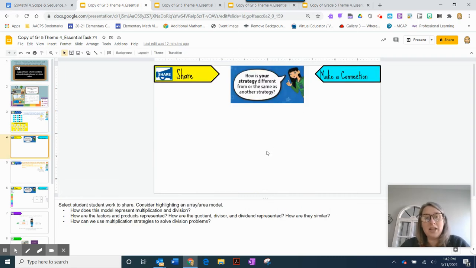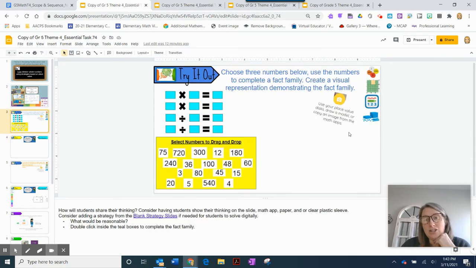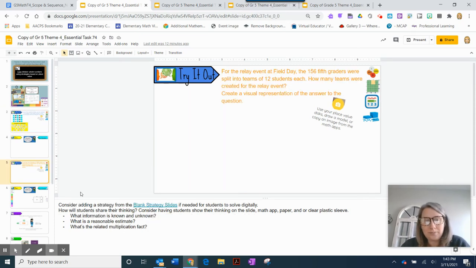And then we're going to share these models that they create to show this fact family, and really consider that area model, array model, thinking maybe partial quotients is a more successful strategy. So maybe you want to share partial quotient, partial product, whatever works for you. Once again, just like in multiplication, students can take a picture of the model that they make, or they could use any of these math apps to help show their models.